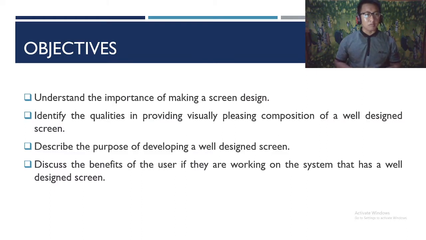The main objectives of this discussion are the following. First, understand the importance of making a screen design. Second, identify the qualities in providing a visually pleasing composition of a well-designed screen. Next, describe the purpose of developing a well-designed screen. And the last one is to describe the benefits to the user if they are working on a system that has a well-designed screen. I hope these objectives will be attained at the end of this discussion. So let us proceed.